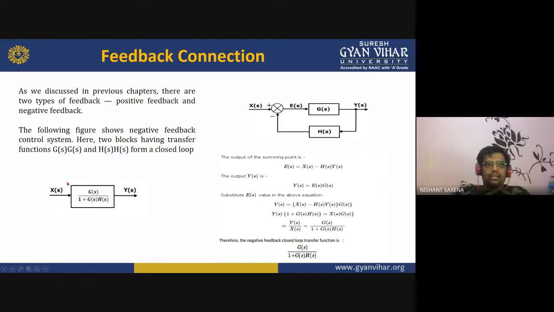This is a short trick which can be used to remember the things. When we are getting the negative polarity at the feedback, we will be getting the positive sign over this denominator side. And when we are getting the positive polarity at the summation feedback junction, then we will be getting the negative sign at the denominator of this transfer function. So the negative feedback closed loop transfer function is being shown to you. I hope this is clear to you.